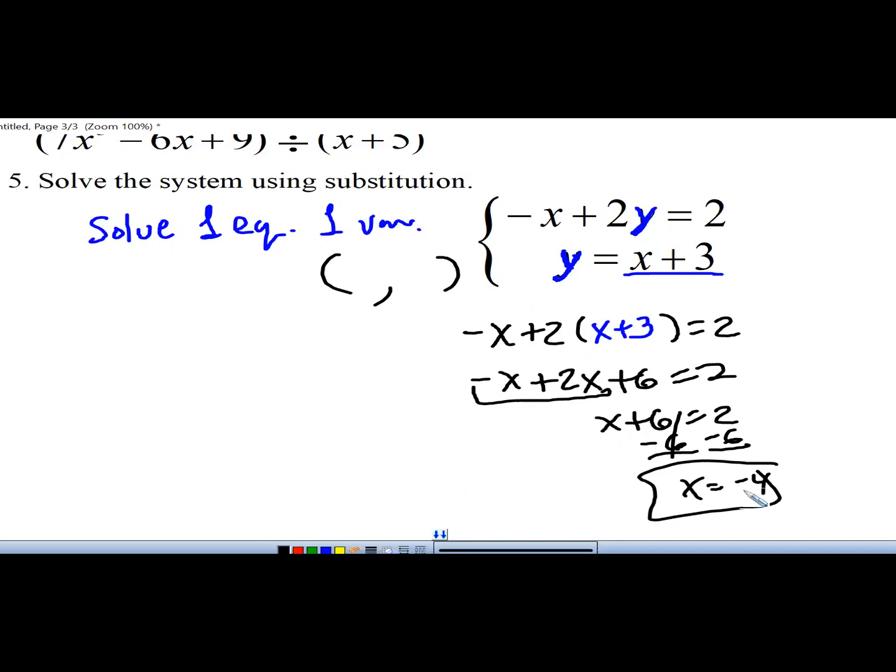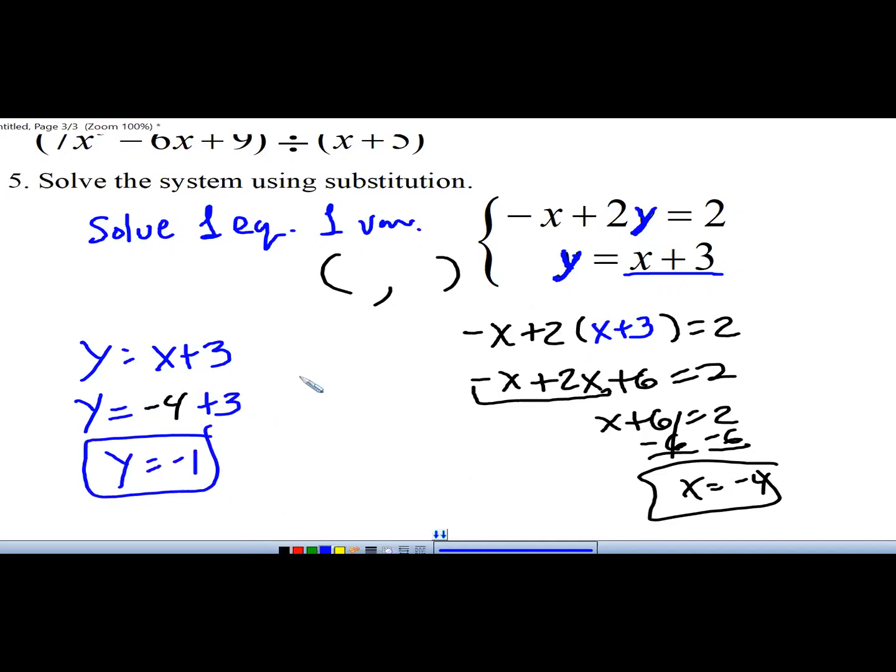All right, so we substitute x into the second equation. My other equation was y equals x plus 3. Y equals, and now x is what? Negative 4 plus 3. So y equals negative 1. So now that we have these values, our x is negative 4, our y is negative 1, and that's our solution.